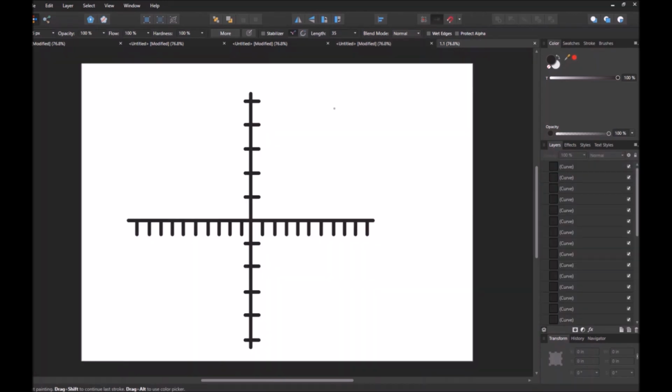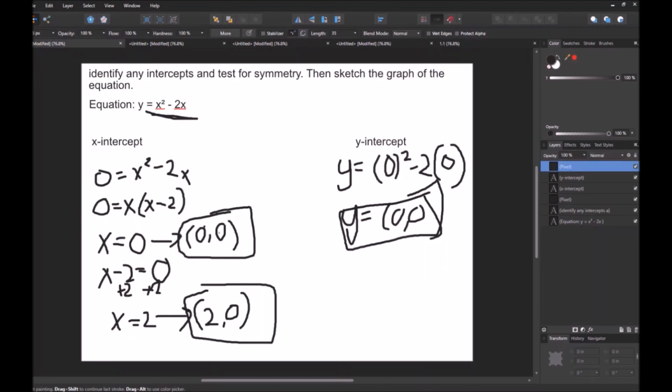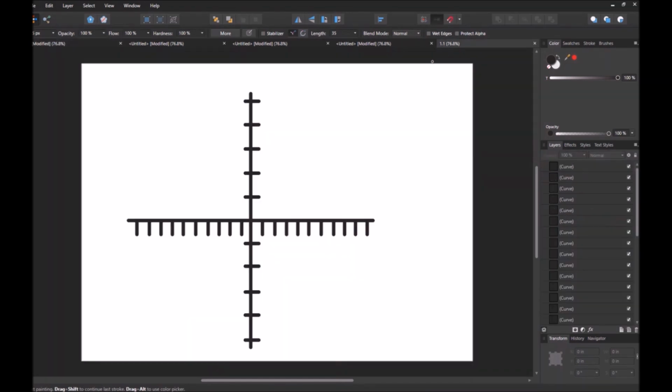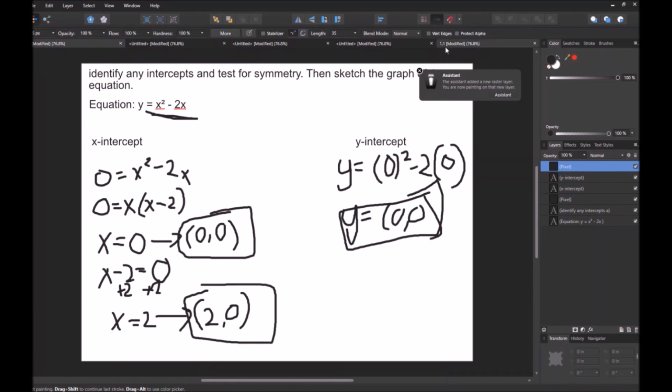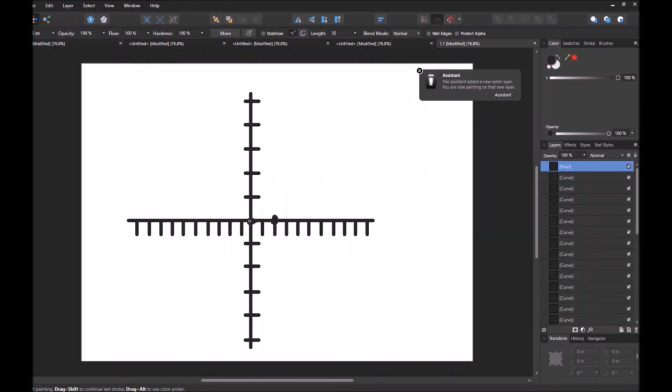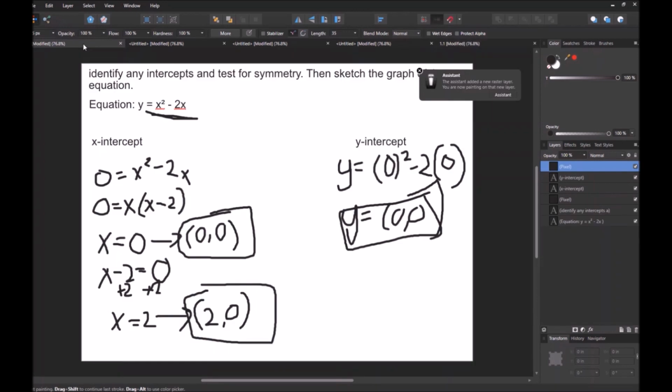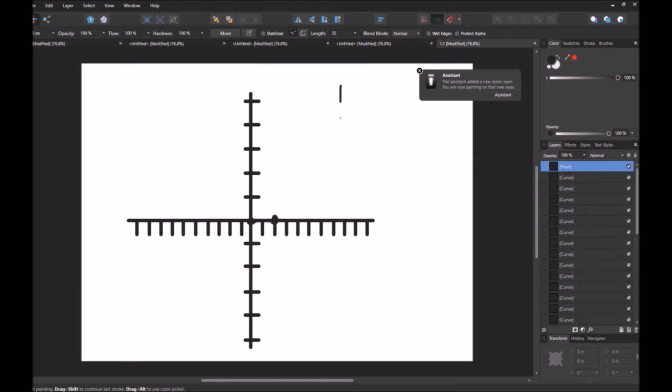Now we move on to sketching the graph. Well, we know our x-intercepts are at 0, 0, and 2, 0, so let's plot those down. And our y-intercept is at 0, 0 as well. And we know that this is going to be an upward-facing parabola. And because we don't have much else to go off of there, I'm just going to make a table really quickly and plug in some values for x.